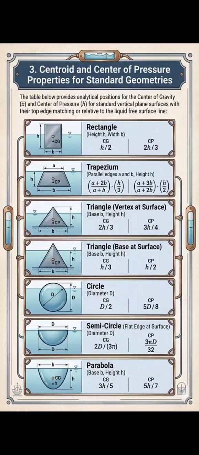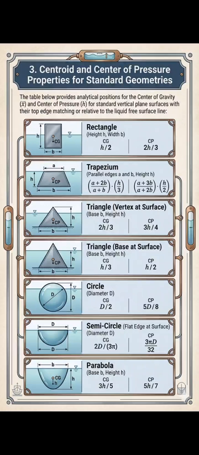Here, center of gravity is h times a plus 2b by 3 times a plus b, and center of pressure is h times a plus 3b by a plus 2b. Triangle with vertex at surface, base b, height h: center of gravity h by 3 and center of pressure 3h by 4. Triangle with base at surface, base b, height h: center of gravity h by 3 and center of pressure h by 2.